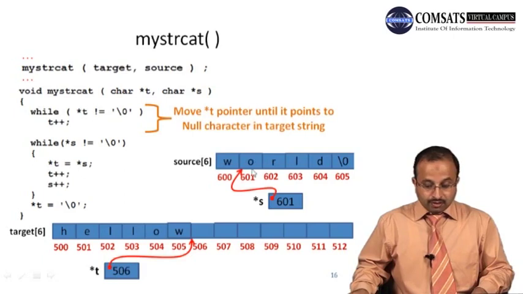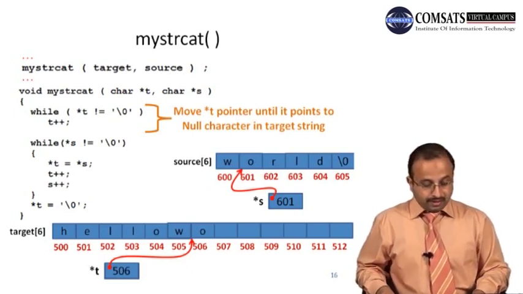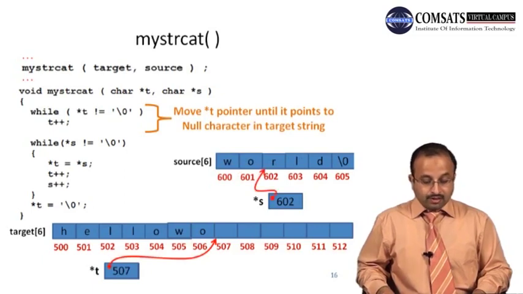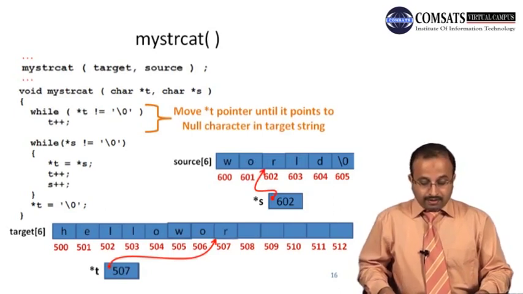This is assignment. So it assigns static s, that is o, to this position. यहाँ पर हमारे पास o लिखा आ जाएगा. Then it increments t, it increments s. Again it checks the while loop condition, static s, that is r, not equal to null, condition is true. Then it copies static s content into static t, so r will be written over here. And then it increments t, increments s.